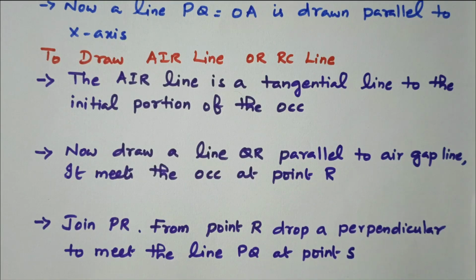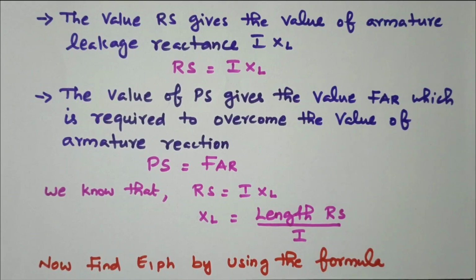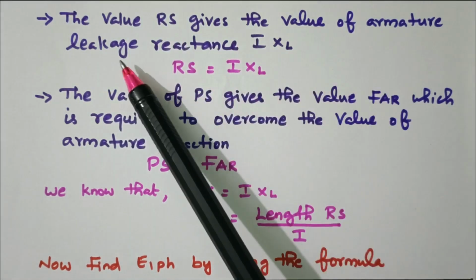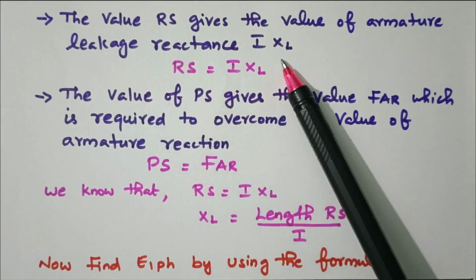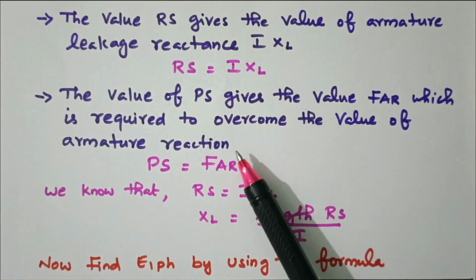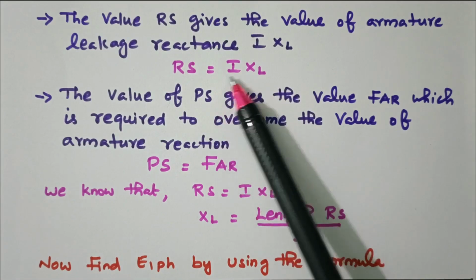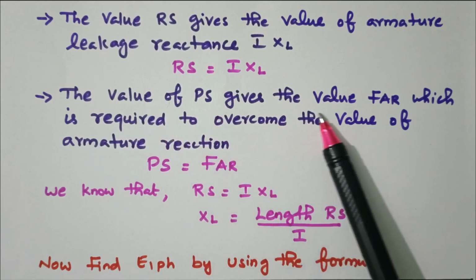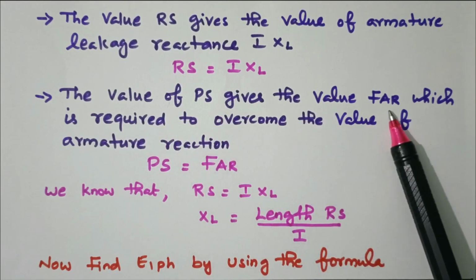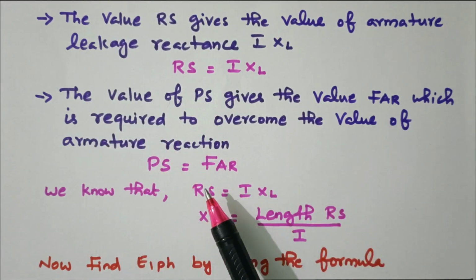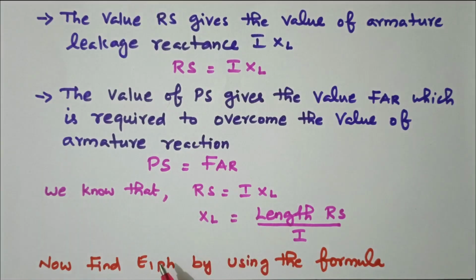I will go for the further. The value of RS gives the value of armature leakage reactance IXL. So RS equal to IXL. So what we discussed in the graph, this description is now available. We already discussed that IXL is RS. The value of PS will give the value of FAR, which is required to overcome the armature reaction. So PS equal to FAR.